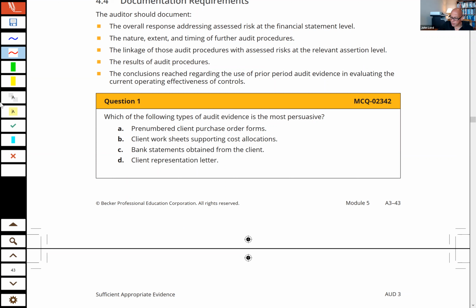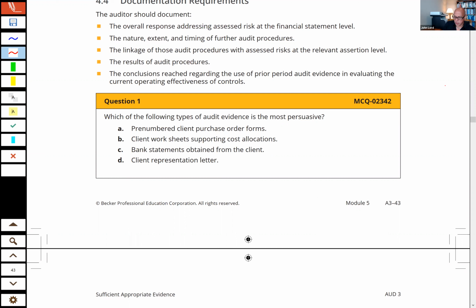I think the reason some folks picked A is because when you read the question, which of the following types of audit evidence is most persuasive, and you read pre-numbered client purchase order, in that case they're talking about what? Not your client's client, they're talking about your client, the auditor's client. So that is internal evidence that was provided by the client. That's why that one is wrong, okay?